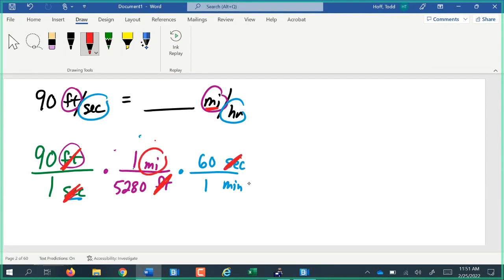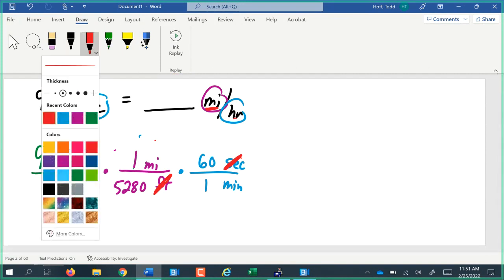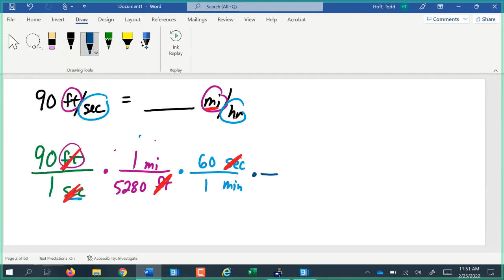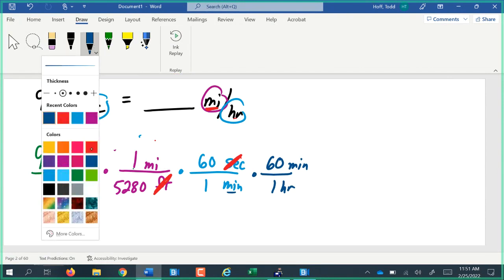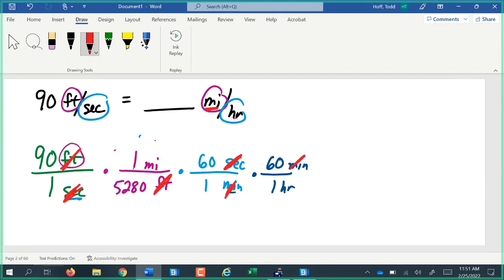We have miles on top, minutes on bottom. Well, miles per minute are close to what we want. We still need to get those minutes to the hours. So minutes are on bottom here. To get rid of them, I'm going to put minutes on top in my next conversion factor. 60 minutes equals 1 hour. And once again, the minutes will cancel out. And now if we look at our units, we have miles on top, hours on bottom, and that's exactly what we want. So we can go ahead and calculate.